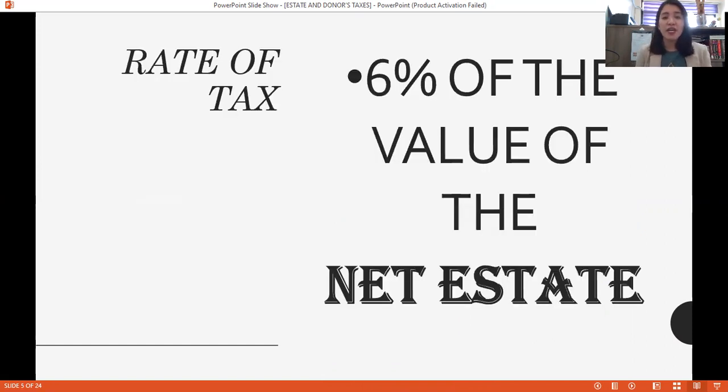So, rate of tax. Magkano na ngayon ang rate of tax ng estate tax? Fixed na siya at 6% of the value of the net estate. Unlike before, naka-tax table yung tax rate natin for estate tax. But ngayon, dahil may bago tayong batas, TRAIN law, fixed na siya at 6%.